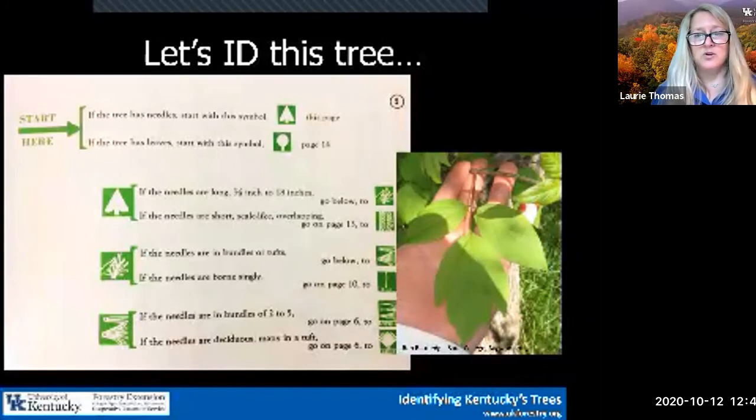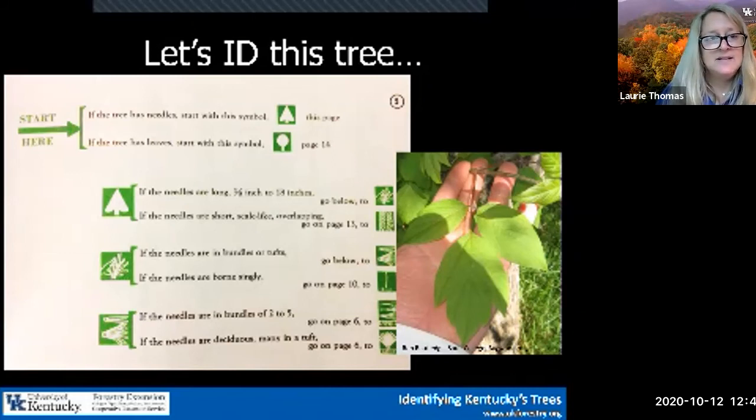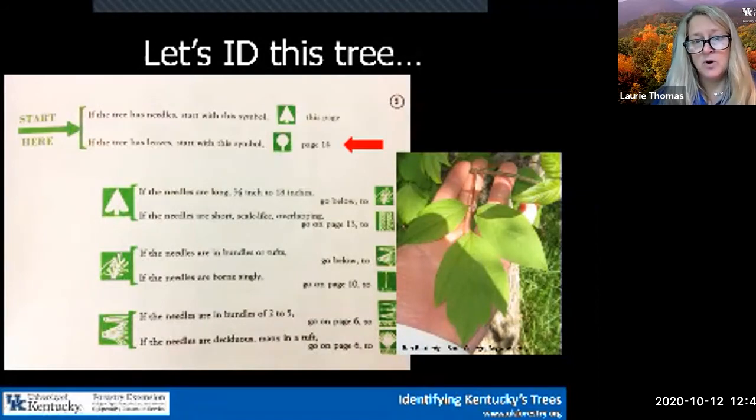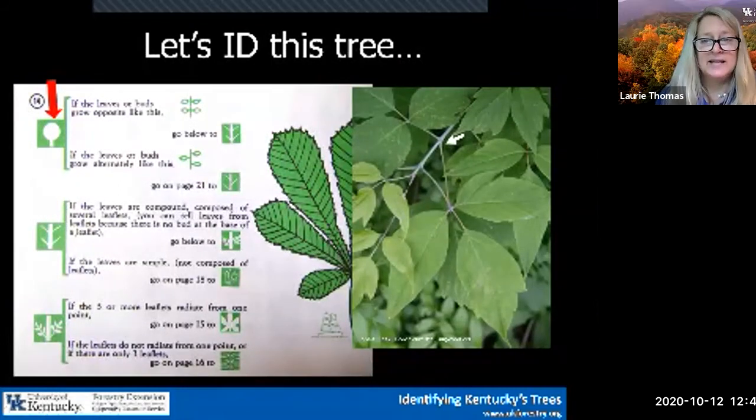Let's do one more real quick. I wanted you all to get a chance to do a slightly different leaf. So here we go back to page 5. This is our new sample right here. So it asks us again something about what kind of leaves we have. Are they needle-like leaves or does the tree have broad leaves? Hopefully everybody sees this one has broad leaves. So we'll remember our broadleaf symbol over to page 14. And it's the bracket at the top.